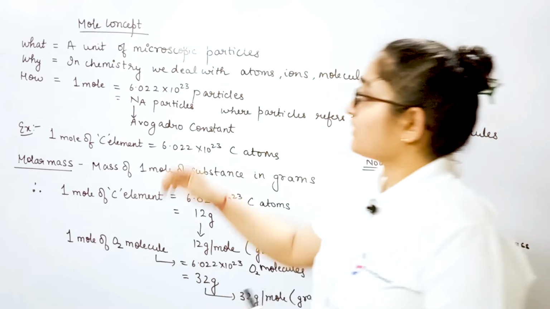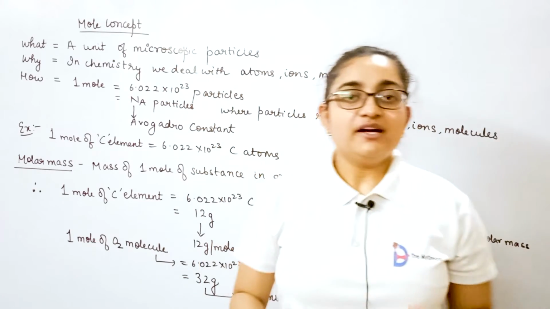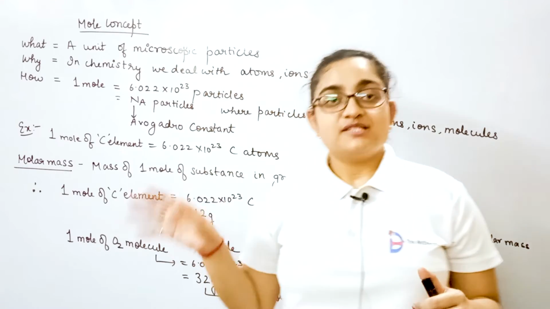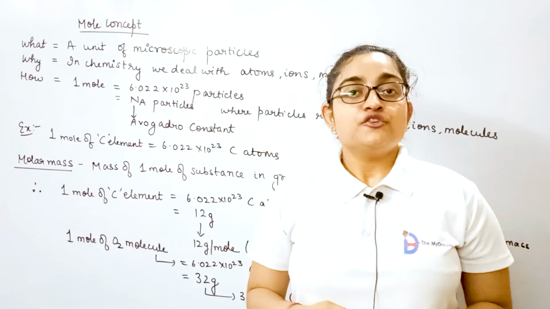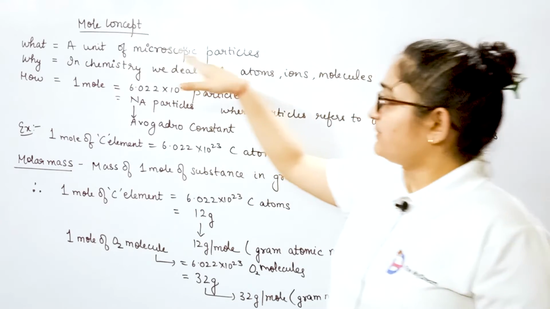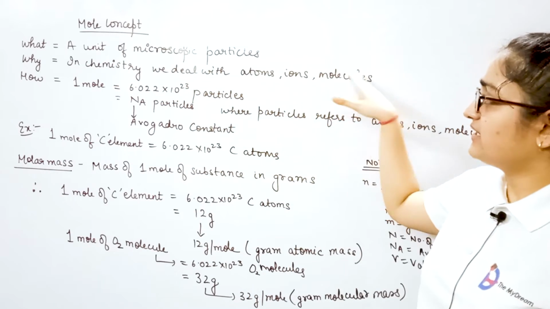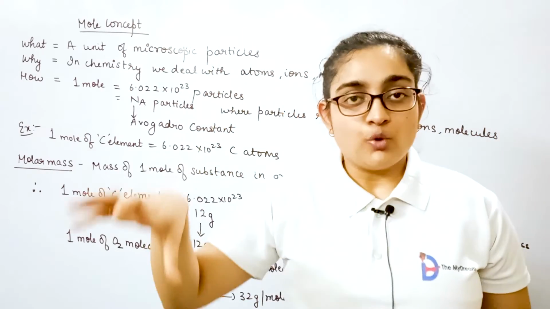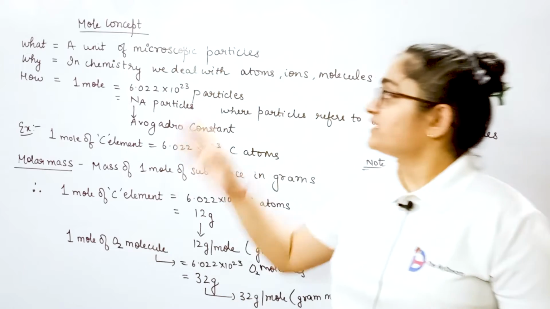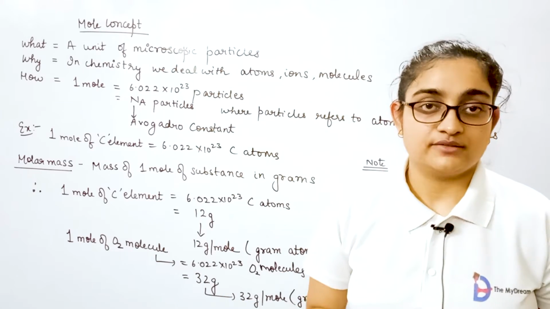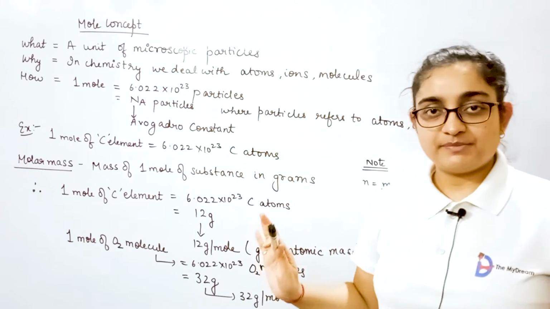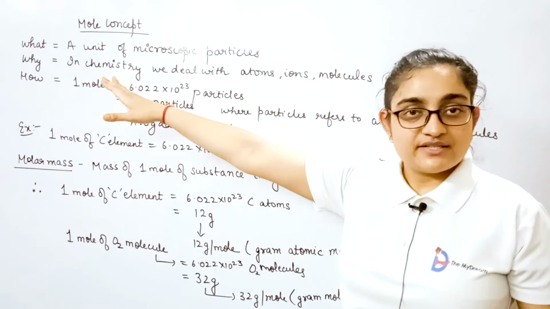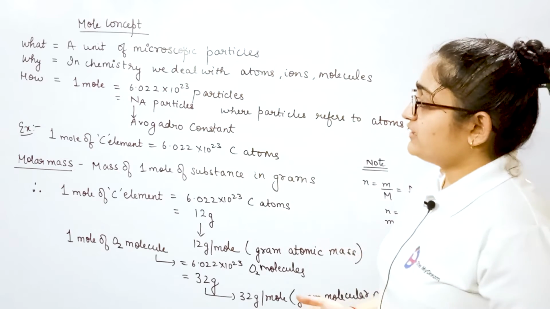At that level. Why are we studying it? Because in chemistry, ultimately, we are going to deal with atoms, ions and molecules, which are also called the microscopic level. So that's why we are studying this concept of mole concept. Clear? The concept is clear now, what exactly the mole concept refers to, and why we are studying it. Fine. Now moving to how.